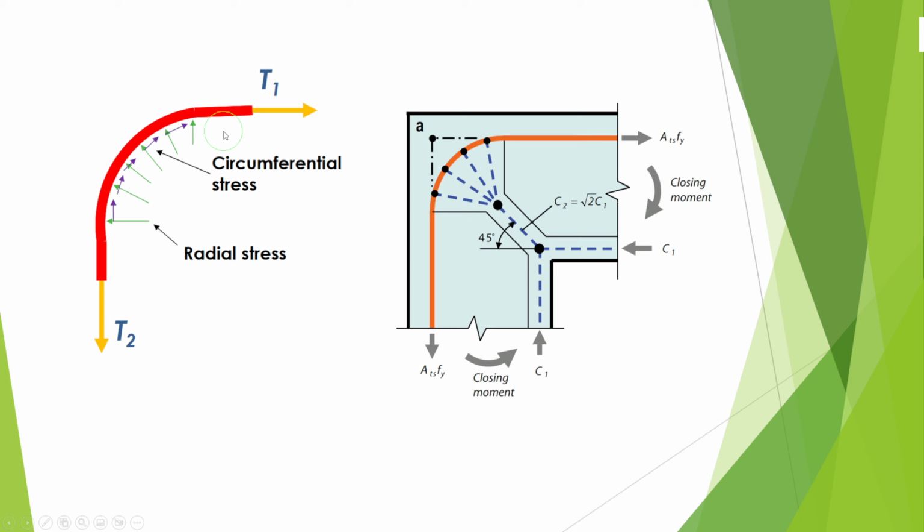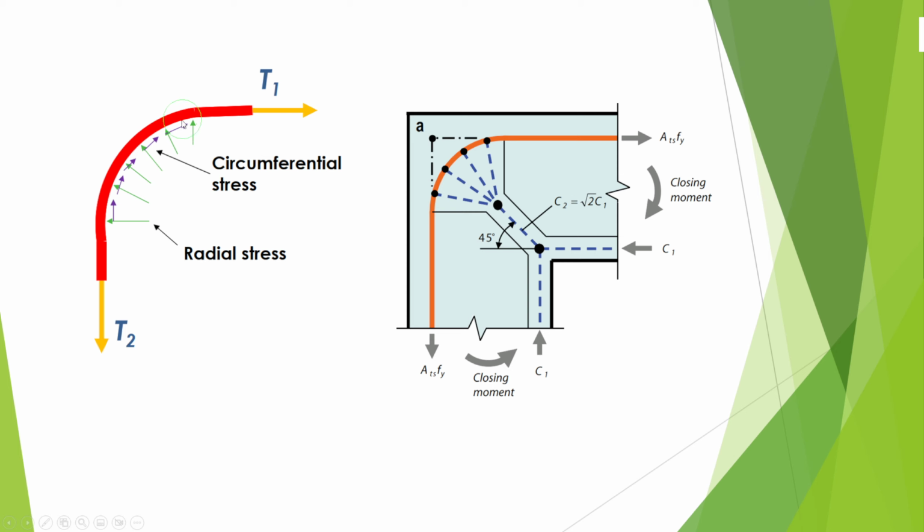Let's discuss this case. If you have a bar attached to tension forces T2 and T1, assume that T2 is larger than T1. If T2 is larger than T1, here we have radial stresses, bearing, and also shear stresses at this area to balance the load and to satisfy equilibrium.